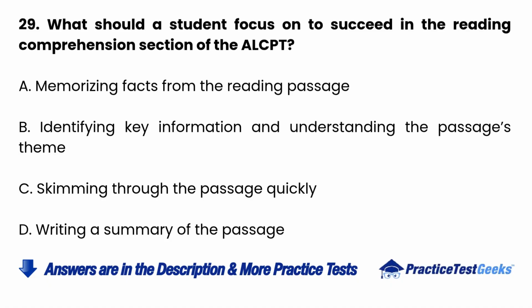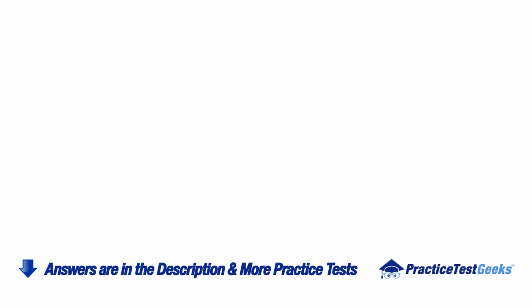29. What should a student focus on to succeed in the reading comprehension section of the ALCPT? A. Memorizing facts from the reading passage. B. Identifying key information and understanding the passage's theme. C. Skimming through the passage quickly. D. Writing a summary of the passage.